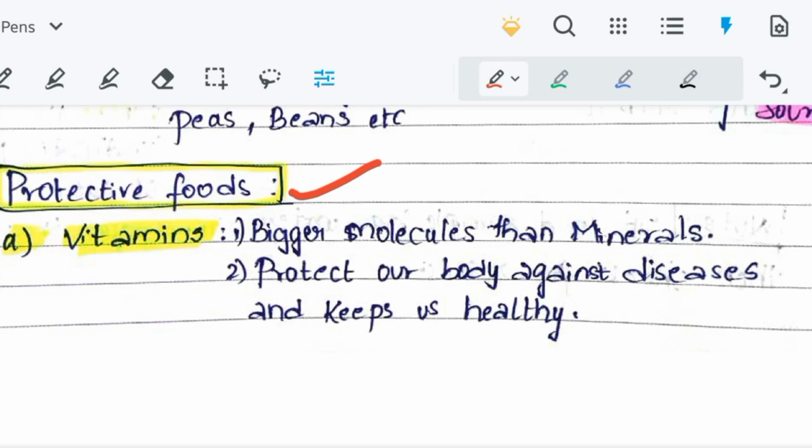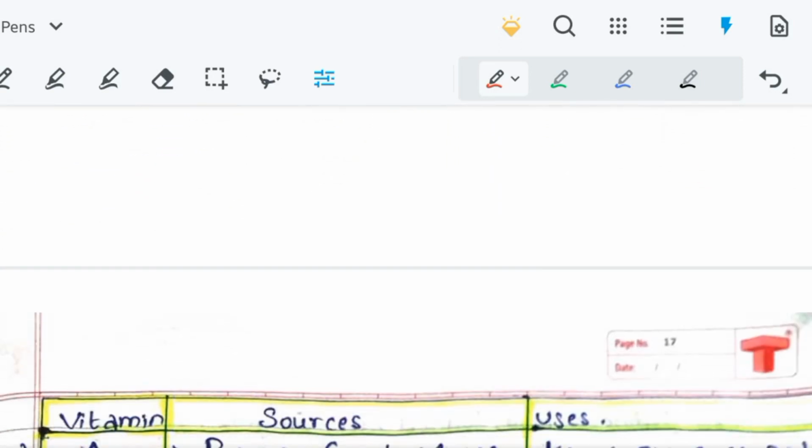Talking about protective foods, they protect us from various types of infections, and they're mostly divided into two types, vitamins and minerals. Now vitamins are bigger molecules, the formula is also big, they are compounds of carbon. Okay, but minerals do not have any carbon in them. They are simple inorganic elements, say for example, simple sodium, simple iodine. Okay, they are not bigger molecules. So vitamins are bigger than minerals, and there are different kinds of vitamins.